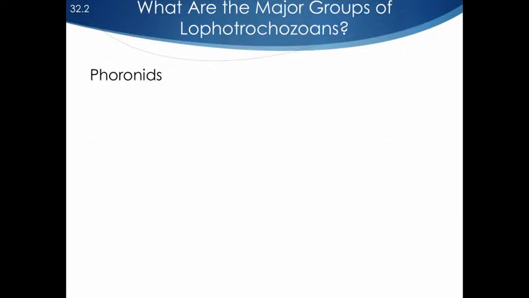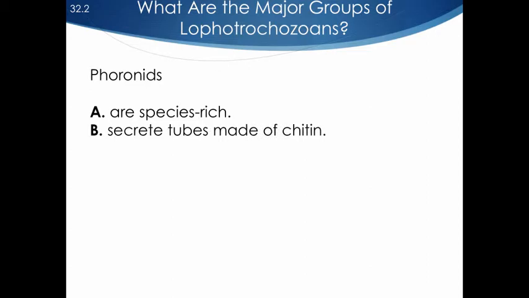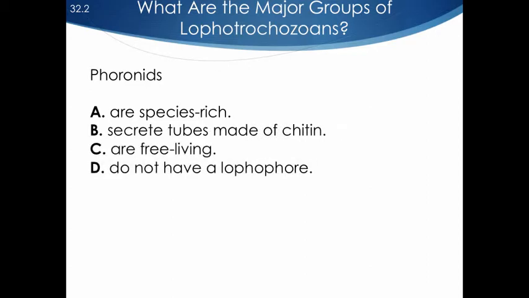So here's another question. Which of the following are true about phoronids? A, they are species rich. B, they secrete tubes made of chitin. C, they are free living. D, they do not have a lophophore. E, they are greater than 50 centimeters in length. So take a second to think about it, or you can pause the video.